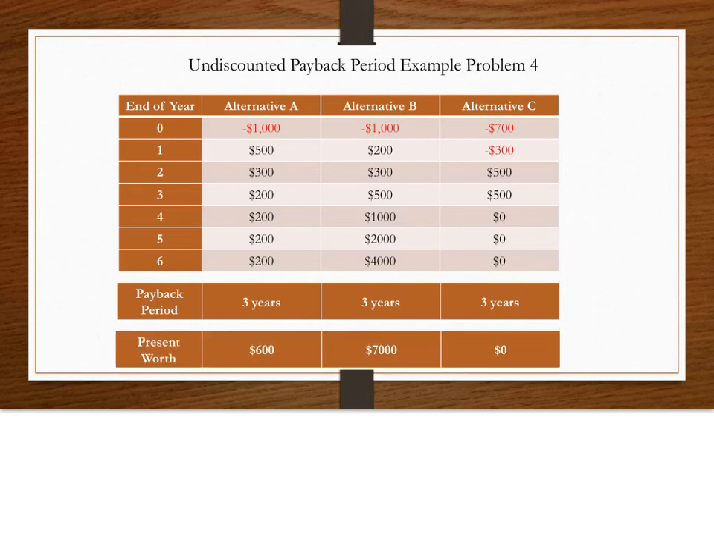But if we do an undiscounted present worth analysis, we find that each alternative is much different in its present worth, with alternative B being much more profitable than alternative C, regardless of their equal payback periods.